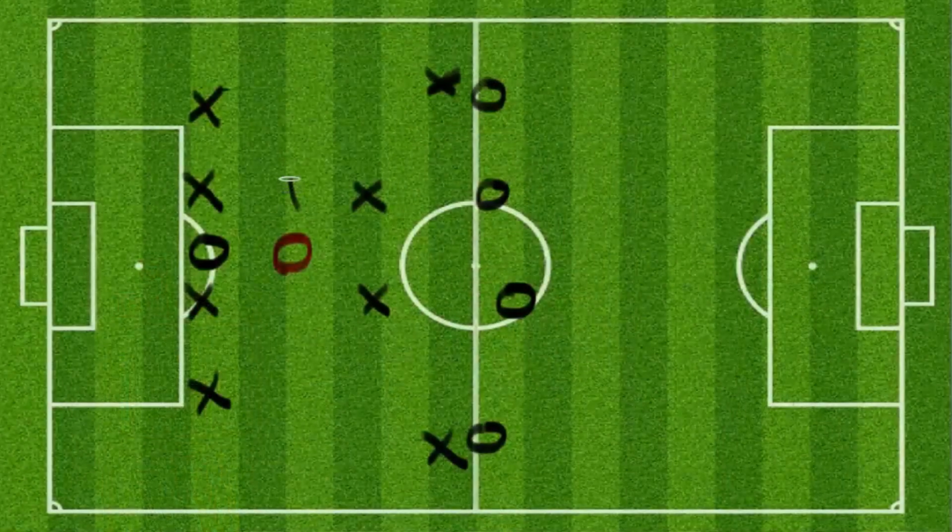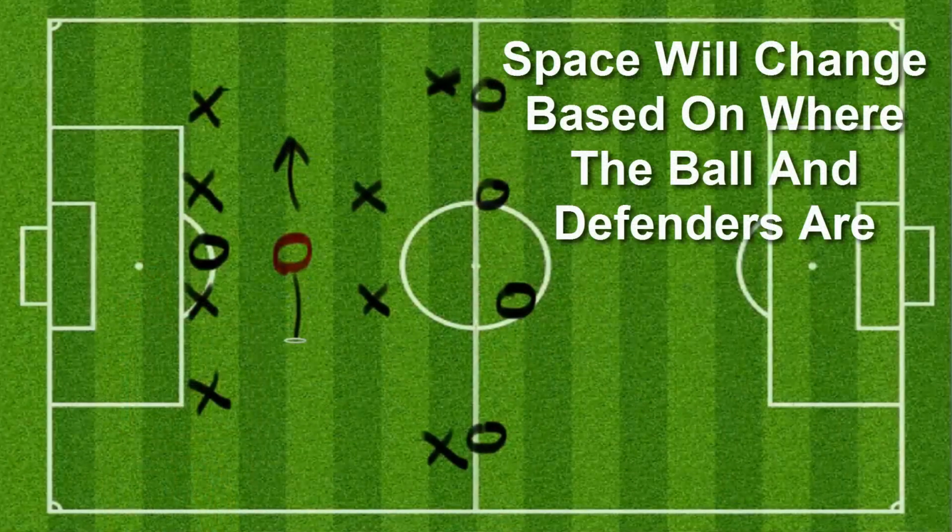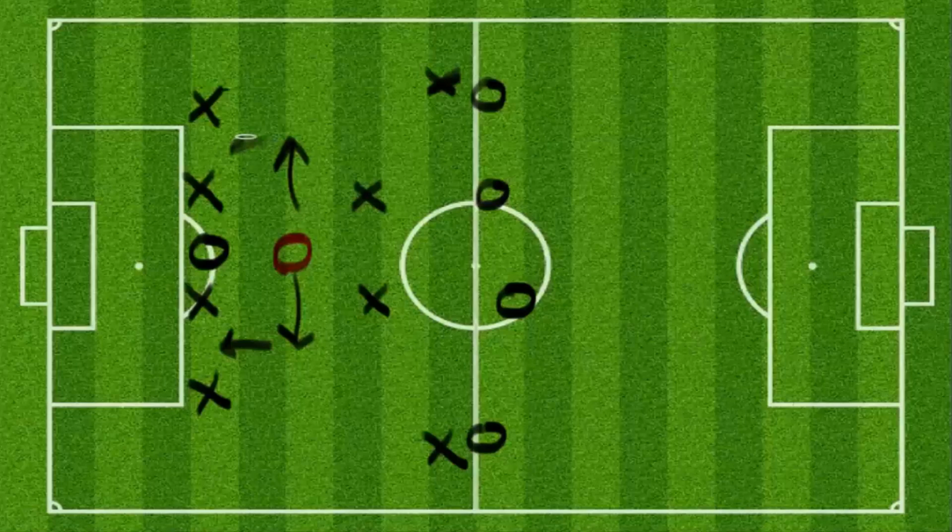So let's first talk about those little pockets of space you need to be able to find in order to be an effective center attacking midfielder. Now, these spaces are usually available in front of the opposition defenders and behind their midfielders. And as you can see from this picture, there's usually quite a few pockets of space that you can exploit.